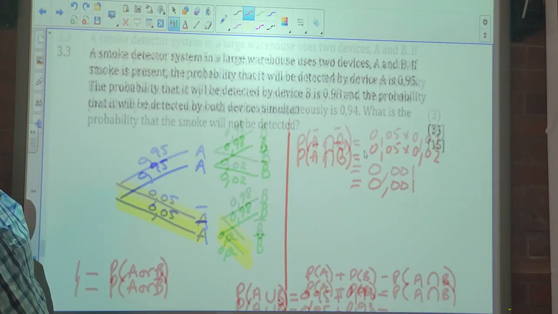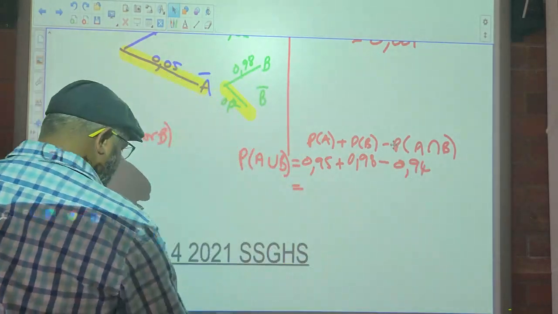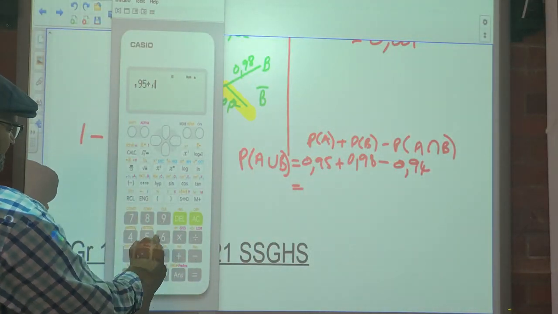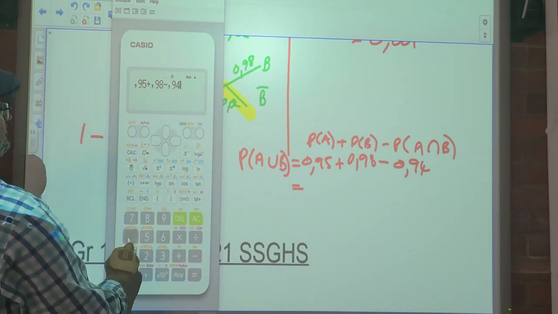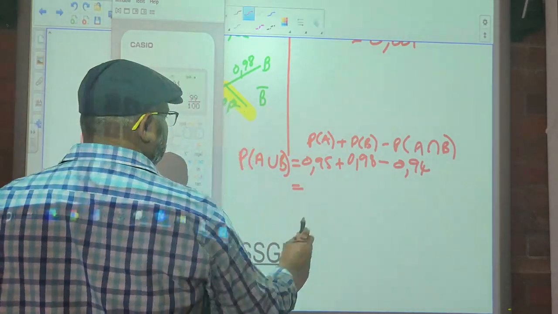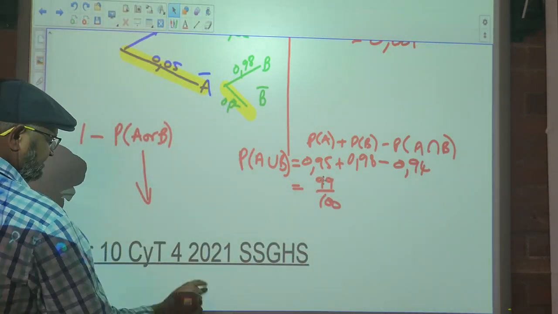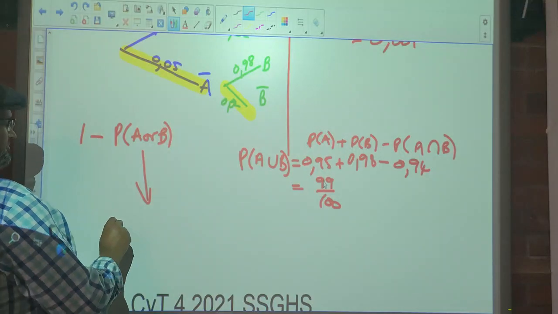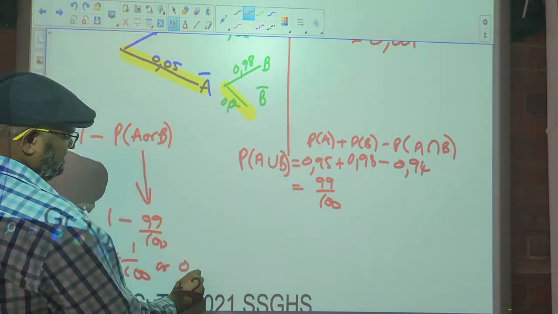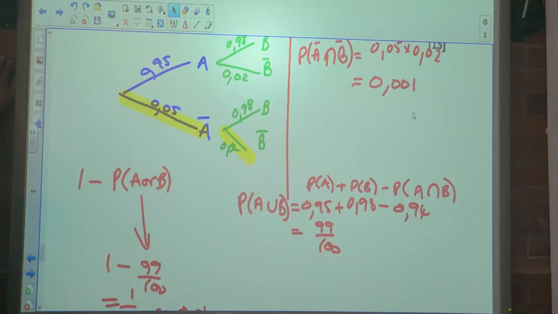The probability that both are detected is 0,94. So that's 0,95 plus 0,98 minus 0,94, which is 99 over 100. As we said, the complement thereof would be 1 minus 99 over 100, which is 1 over 100, or 0,01. Either way will get you the full 3 marks there.